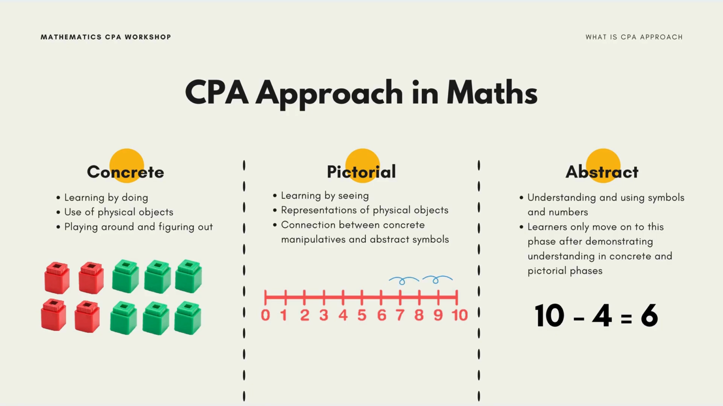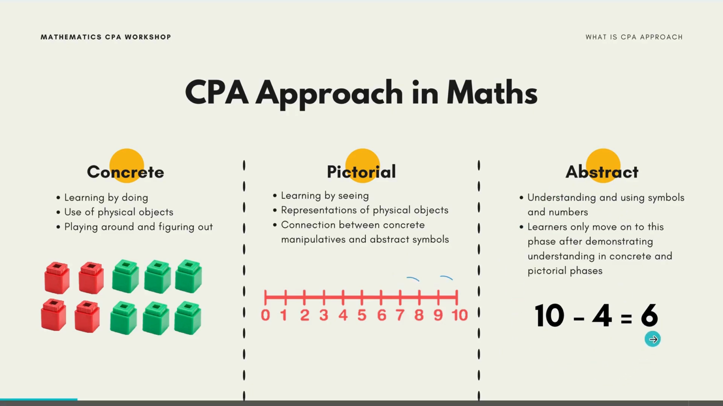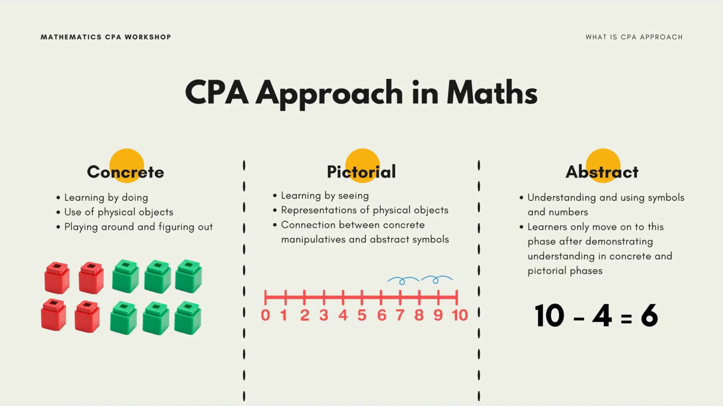So abstract is the symbolic stage where children use symbols to model problems. So by this point of time, students are able to understand that 10 minus 4 is equals to 6 without using cubes or even the number line.